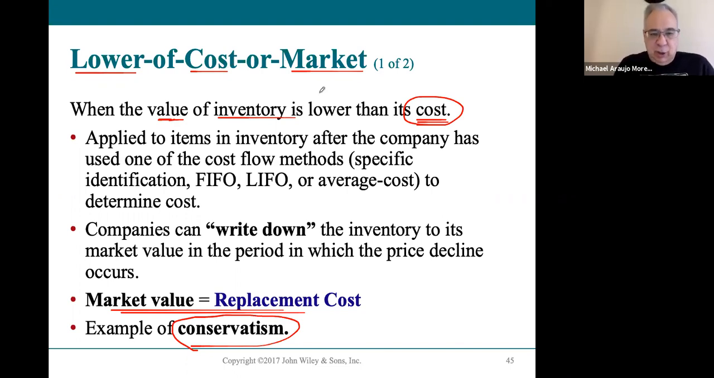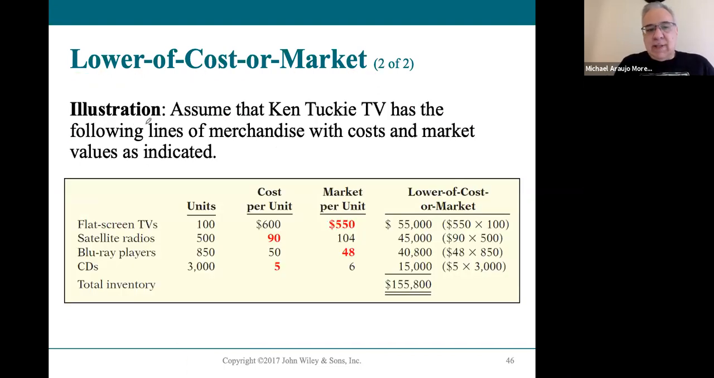You're simply picking the lower of what you paid for the inventory or what its current market value would be if you replaced it today. Okay, that's it. So how it works is in this nice little illustration from Kentucky TV.